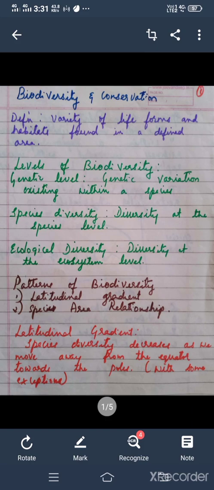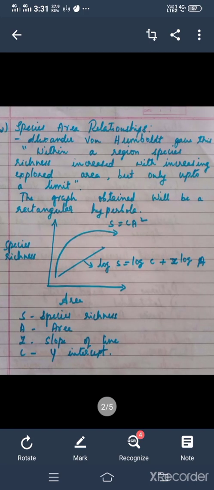But when we move away from the equator towards the poles, the biodiversity goes on decreasing, because towards the pole the temperature is very low. It goes to minus something degrees, and hence the sunlight is very less. So the amount of plants and animals is less. So biodiversity decreases when we move from the equator towards the poles, with some exceptions I have mentioned here. Some exceptional cases are there where biodiversity is different in different locations.